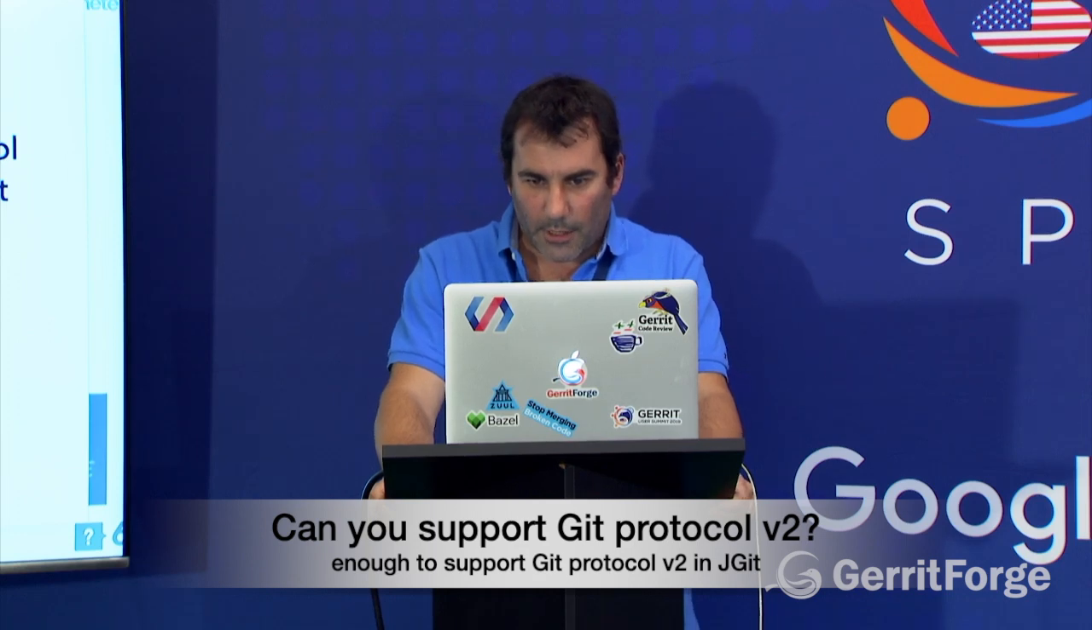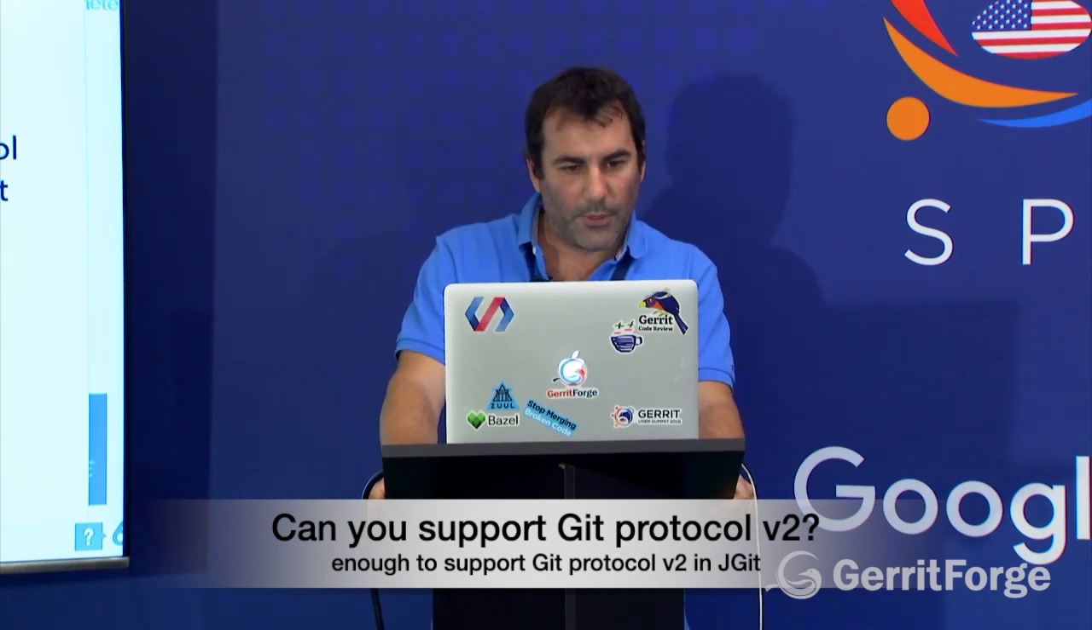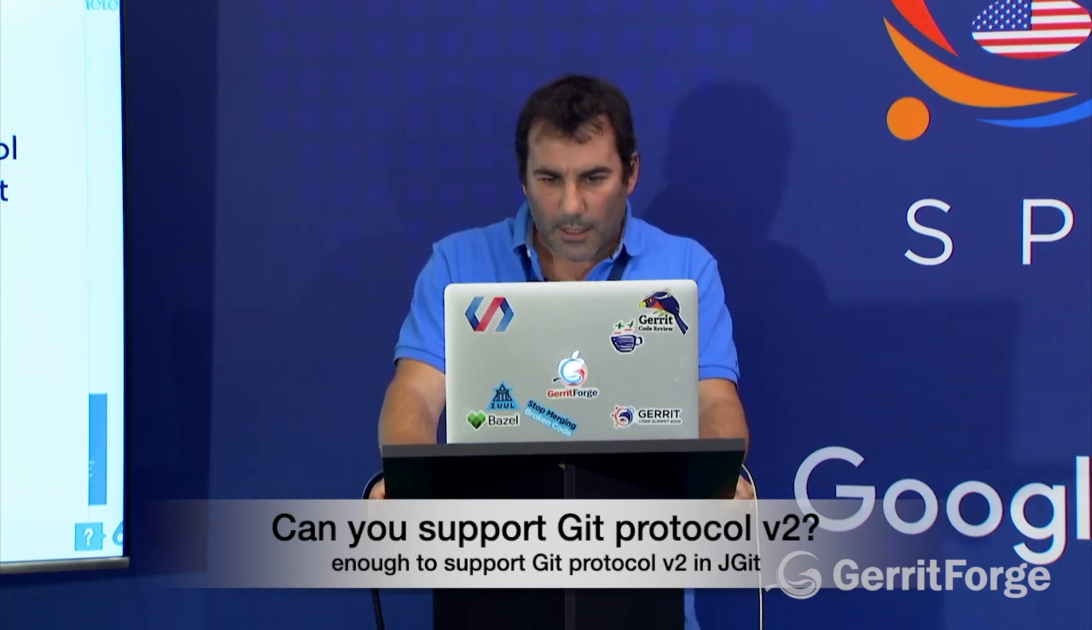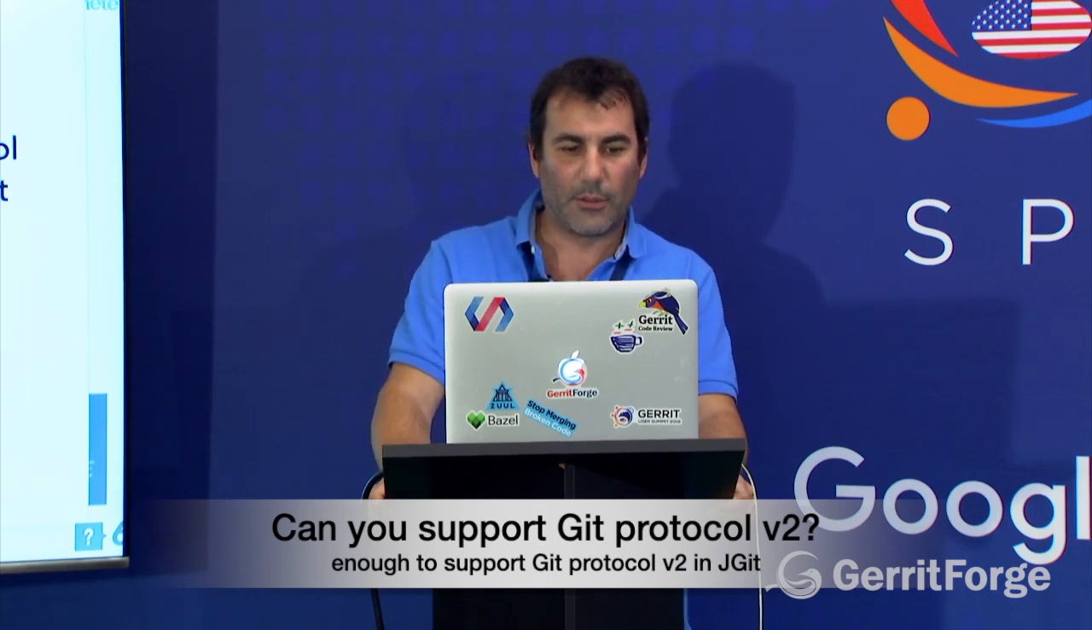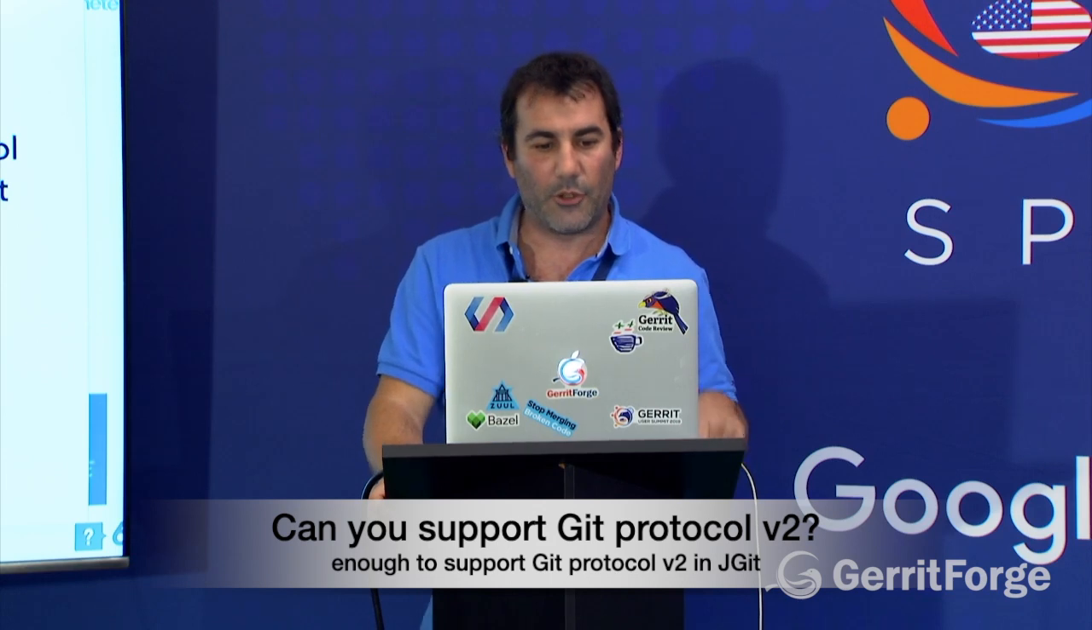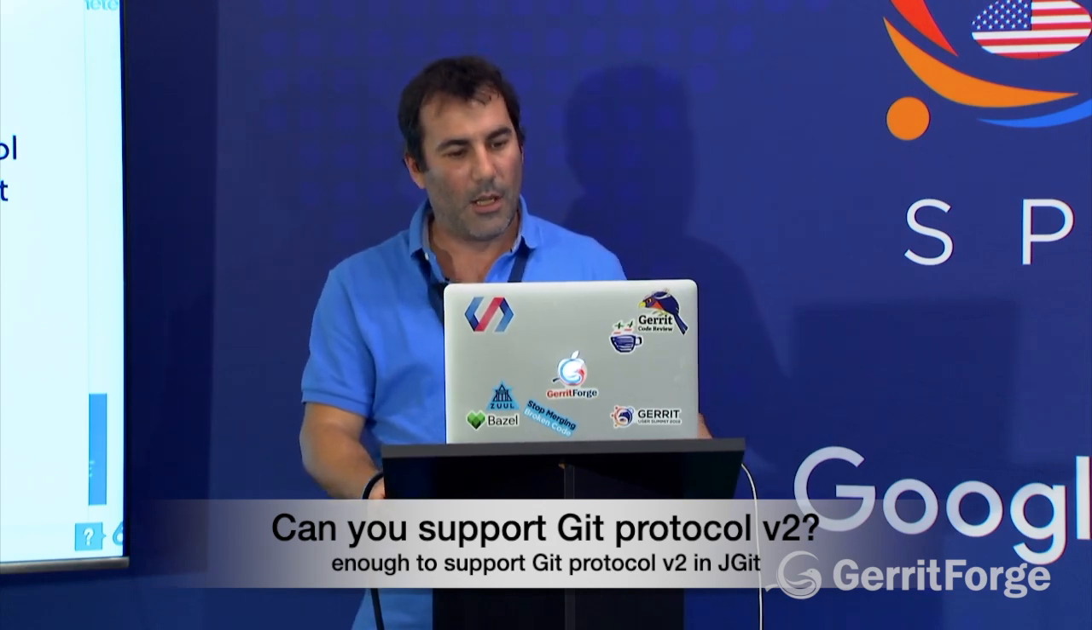What would need to be done to support Git wire protocol v2 in Gatling-Git? Would it be enough just to implement Git wire protocol v2? Yes, the answer is yes. So Gatling-Git uses JGit behind the scenes. Once the v2 implementation of the JGit client is available, Gatling-Git will benefit from it.